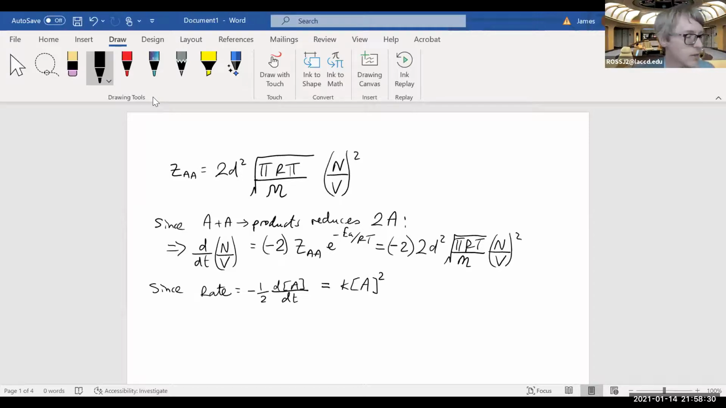Okay, so the goal now is to try and see how we can formulate a real understanding of what this rate constant is, or what the Z factor is in the Arrhenius rate constant expression. Okay.